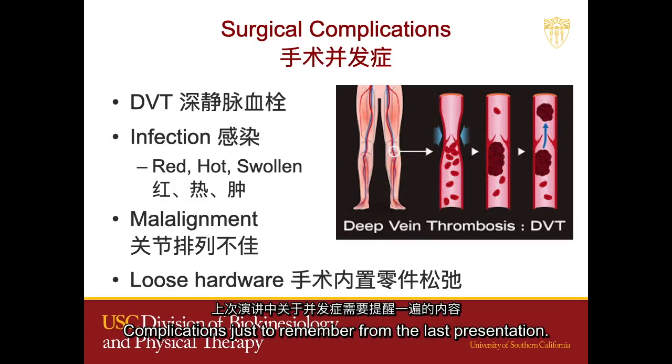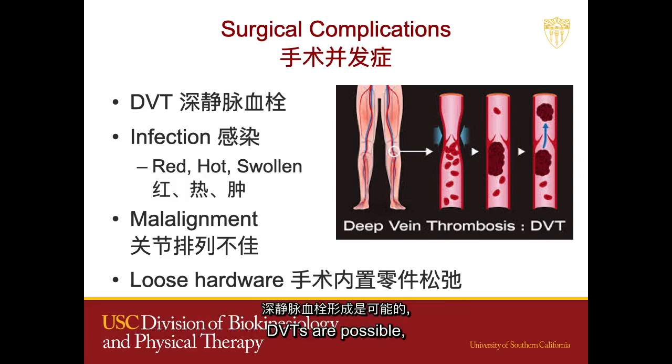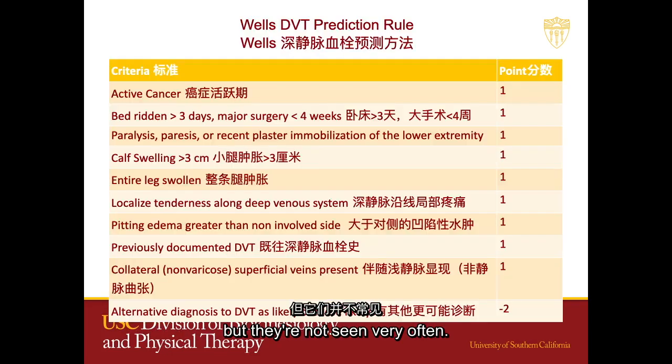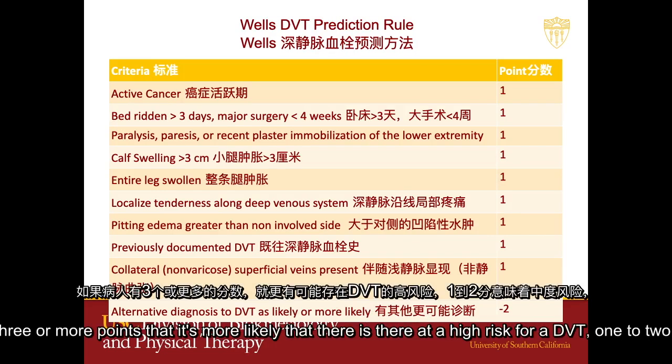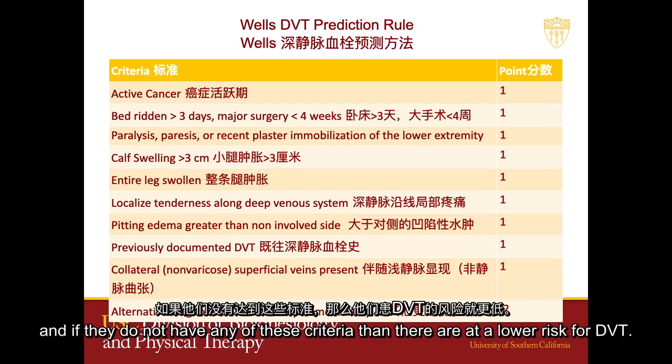Complications, just to remember from the last presentation, DVTs are possible, but they're not seen very often. So if you remember, we went through the prediction rule and we talked about how if the patient's presenting with 3 or more points, it's more likely that they're at a high risk for a DVT. 1 to 2 points means a moderate risk, and if they do not have any of these criteria, then they're at a low risk for DVT.